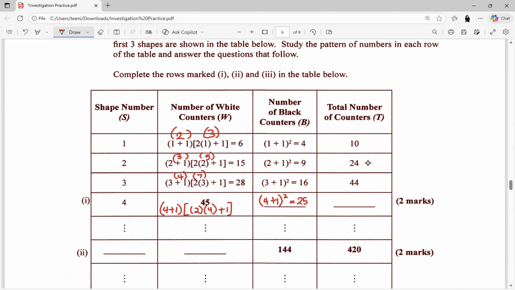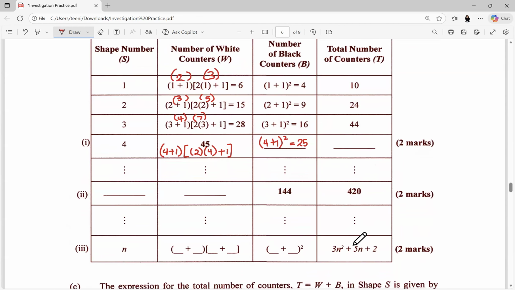And then to get the total number of counters, what is it increasing by? Let's see. Is there a common difference? 24 take away 10 is 14. 44 take away 24 is 20. What is the common difference? Oh, they gave it to us. It's actually a quadratic, right? So it's 3 times the shape number squared plus 5 times the shape number plus 2.